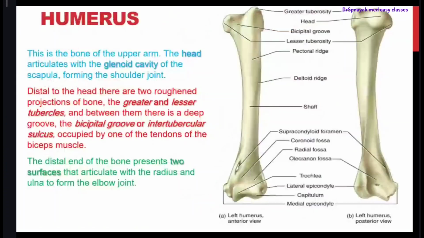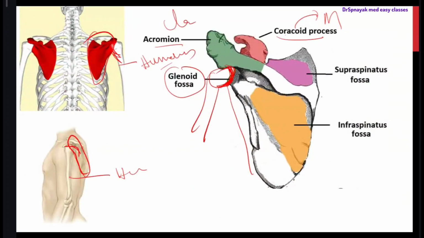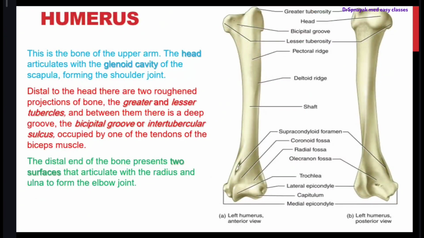Now we will discuss the bones of the upper arm. In the bones of the upper arm, what do we have? We have the humerus, we have the radius and ulna, we have carpals, metacarpals, and phalanges. That we will discuss now. The first bone in the upper limb, the upper arm.